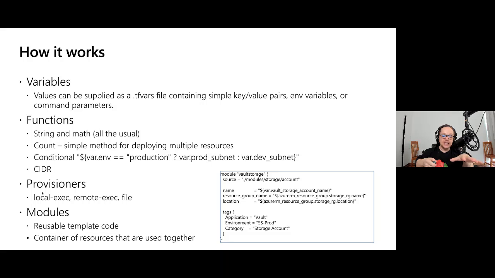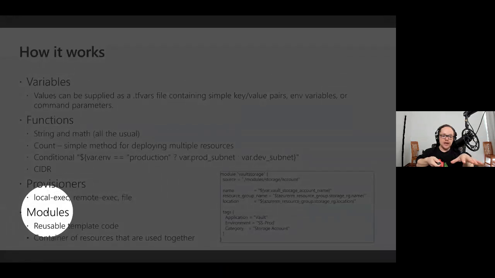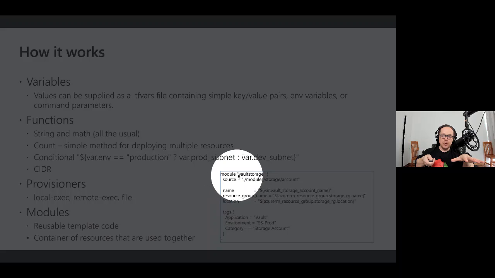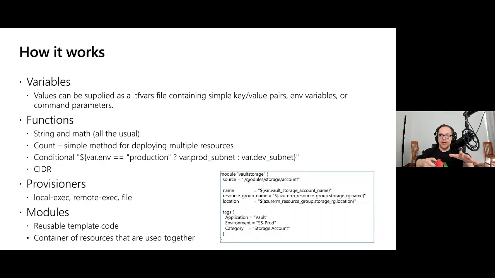Then you've got your modules, which are reusable template code, the containers of resources. We're going to go into that in a lot more detail. You can see here in that module we've got vault storage, which is really what we're trying to do: store in a vault for our product accounts some usernames and passwords. So that's the first example of how to create a vault using Terraform, and then you deploy it into your production environment. So we've got variables, functions, provisioners, and modules.